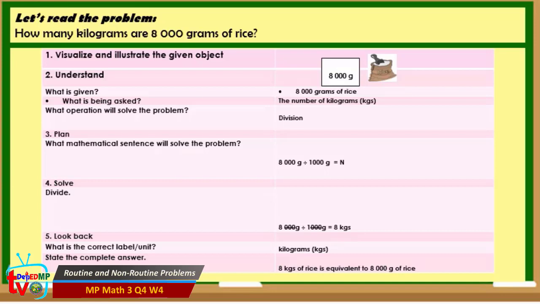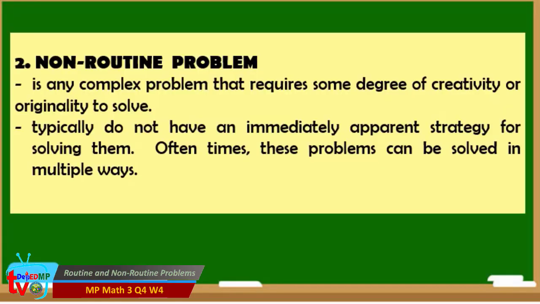Finally, look back. What is the correct label or unit? Kilograms. State the complete answer. 8 kilograms of rice is equivalent to 8,000 grams of rice. Let's proceed to non-routine problem.